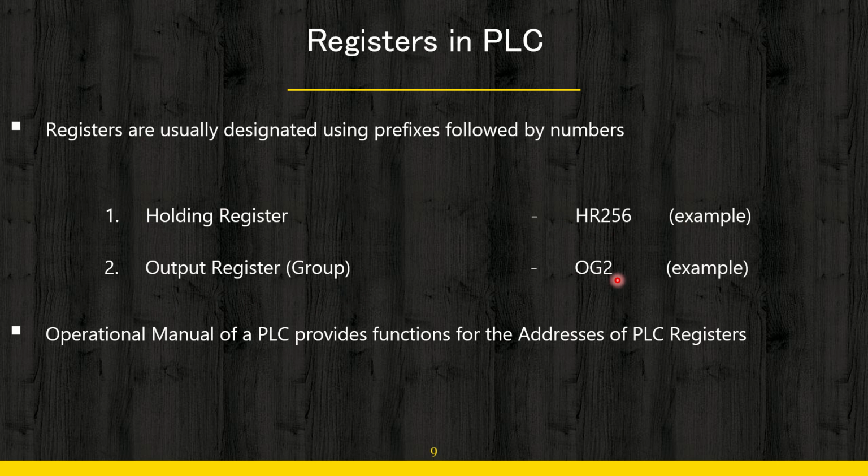Now you see the functions of these registers and addresses of the registers. If you require a particular address of the register for a certain function that you want to develop, you definitely need to go through the operational manual of the PLC to know which register is the output group register, which register is the input group register, which ones are the holding registers, which ones are the timing registers. That you should know very clearly.